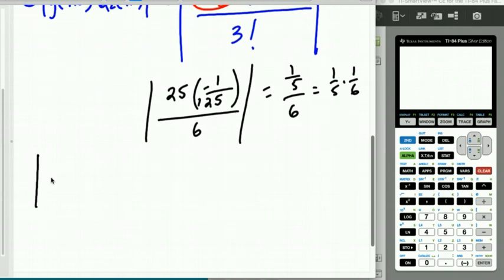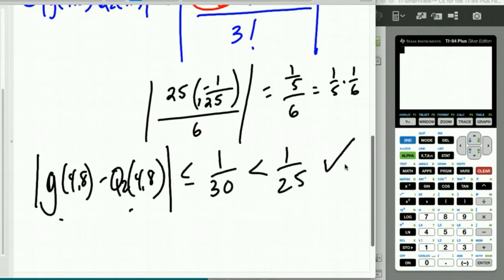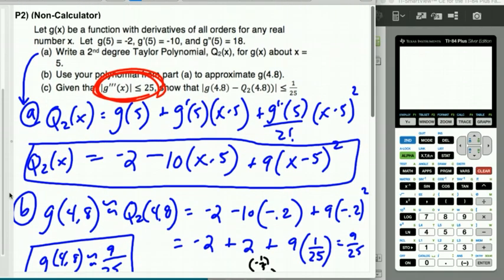So basically, the error between my g of 4.8 minus my q sub 2 of 4.8, right? This is the actual, this is the approximation, is less than or equal to a 1 over 30, which is definitely less than a 1 over 25, right? Bigger denominator, smaller fraction. So I've shown that the error is less than what the cutoff was that I was given. All right, last two problems.